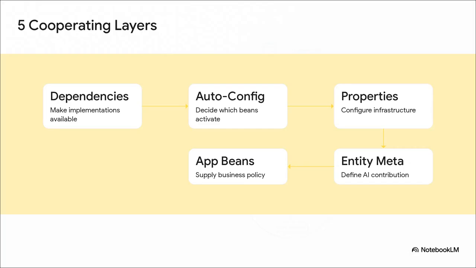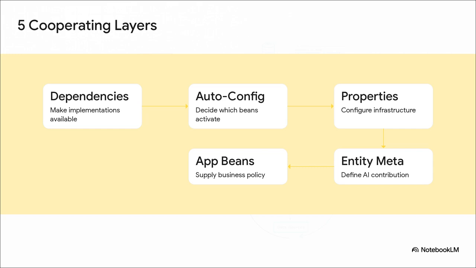So, the shape of your runtime doesn't just spontaneously generate out of thin air. It actually emerges from 5 distinct cooperating layers. You can think of it like a funnel of authority, where each layer answers a totally different question about what your application is allowed to do.